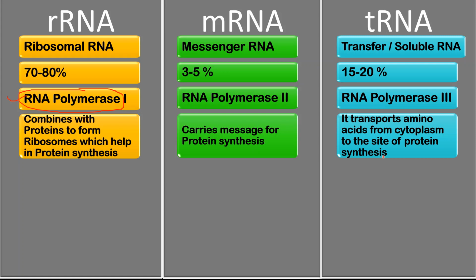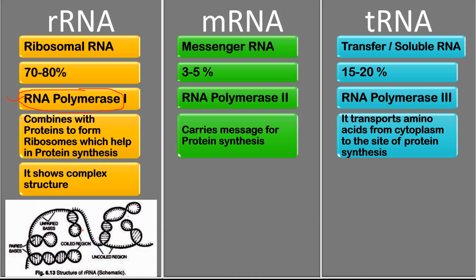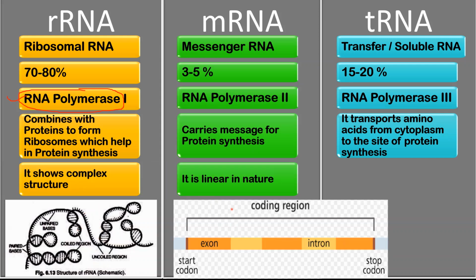Now, as far as structure is concerned, rRNA has a complex structure. mRNA has a linear structure. If you look at this diagram, it has a start codon. The middle region is called coding region, and it ends with stop codon. So protein synthesis begins at start codon, and the set of protein synthesizing machinery reads the coding region and it stops at stop codon. So start codon and stop codon are the signals for beginning and end respectively, whereas the coding region is the one which is actually coded to form proteins.